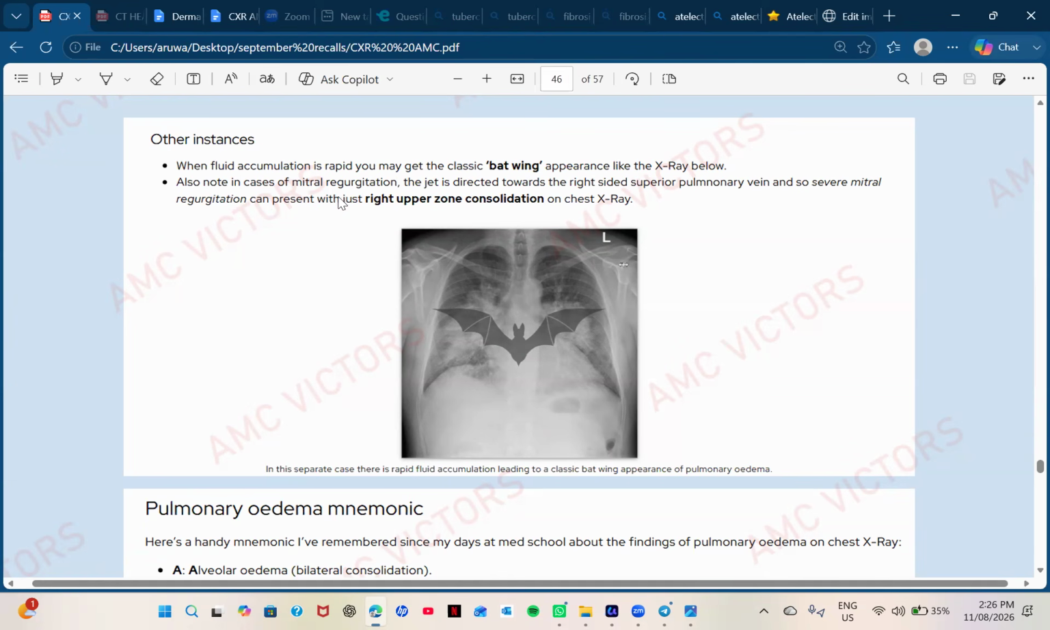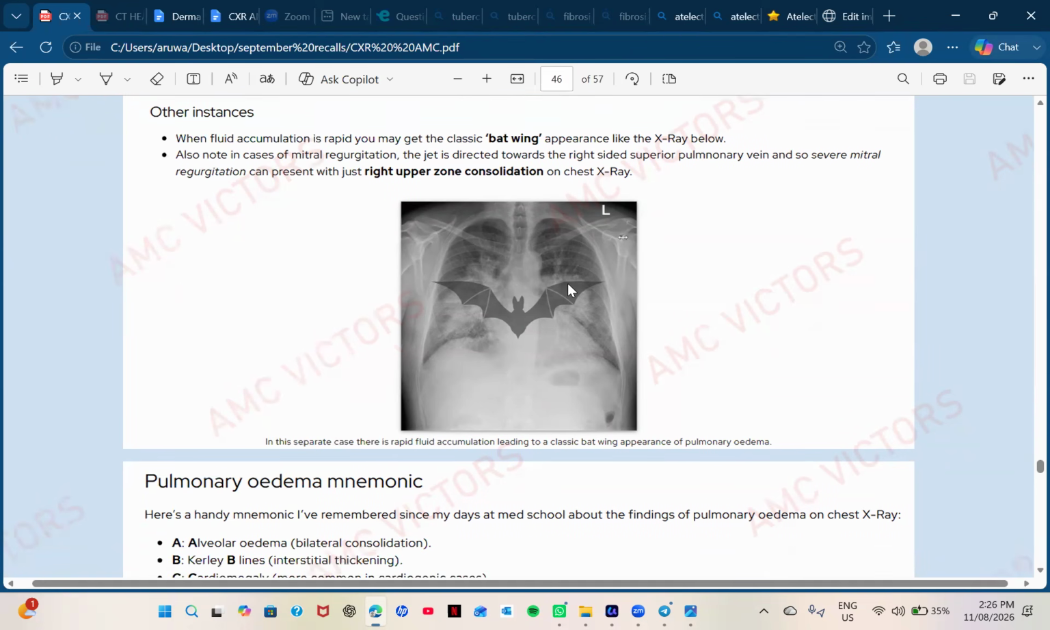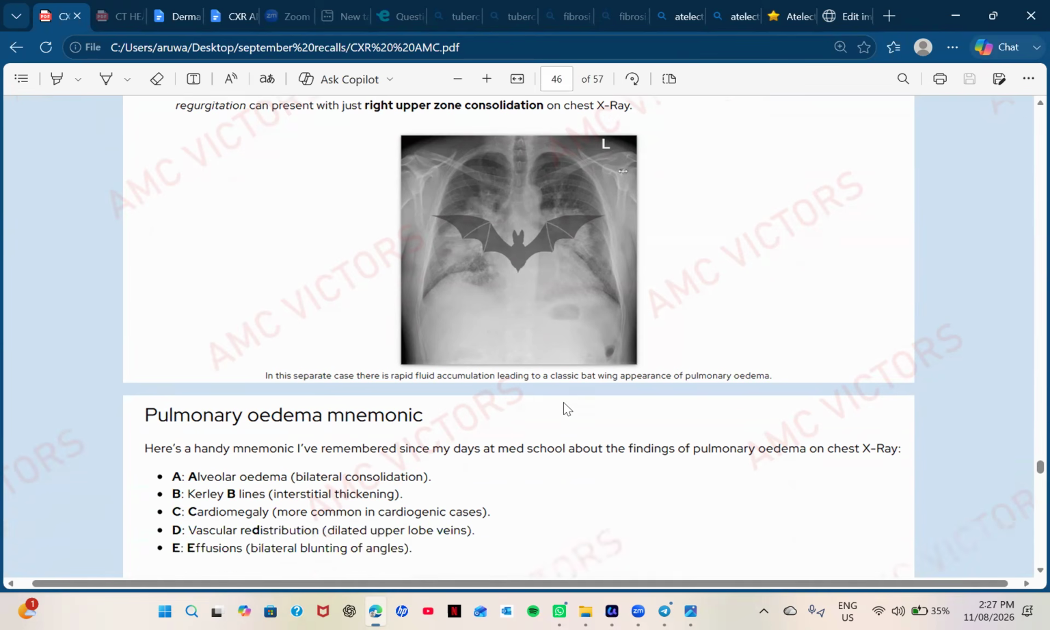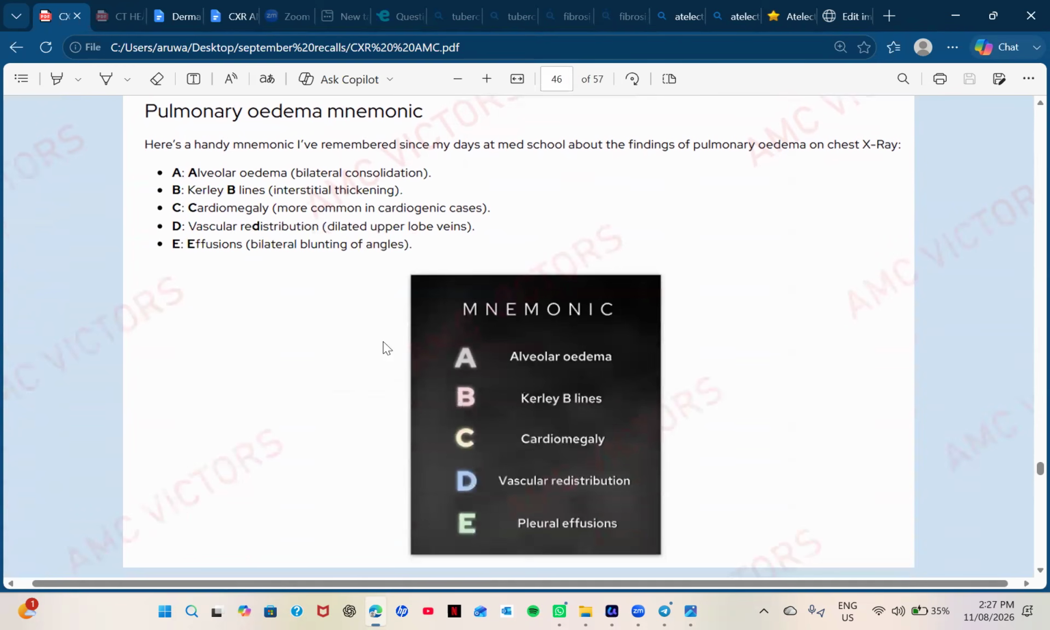Here, also note, in the case of mitral regurgitation, the jet is directed towards the right superior pulmonary vein, and severe mitral regurgitation can present with right upper zone consolidation. But here, due to the pulmonary edema, you can see the white appearance like a bat wing, right? Bat wing, like that. And these are the features that you need to remember about pulmonary edema.